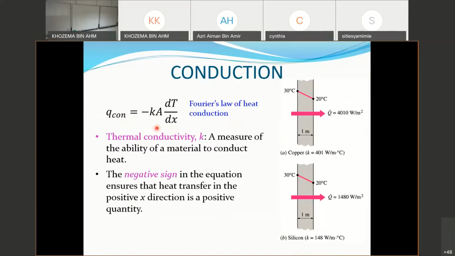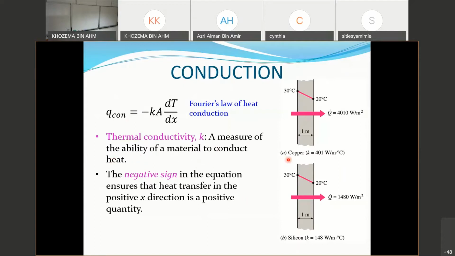There are two important things that I would like to highlight about this equation. The first one is the value of K. This K is known as thermal conductivity. If you remember in our previous class, I did mention that in order for you to go through the 7 weeks with me, there are three major things that you need to understand. The first one is K, the second one is H, and the last one is U. So this is the first thing that you have to really focus on, which is K. K is known as thermal conductivity. It's a measure of the ability of a material to conduct heat.